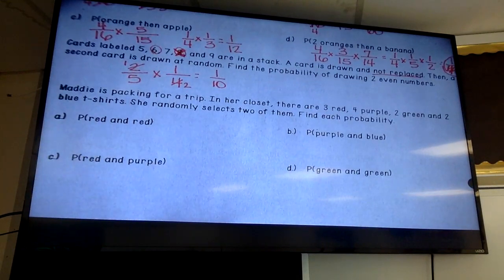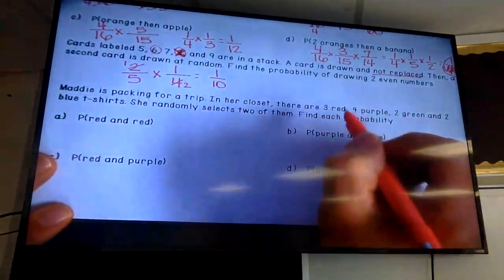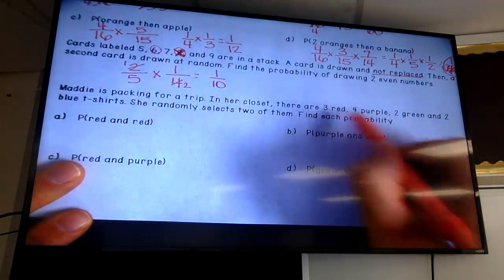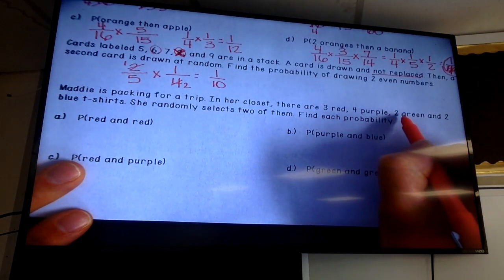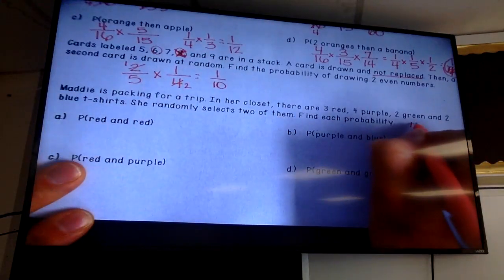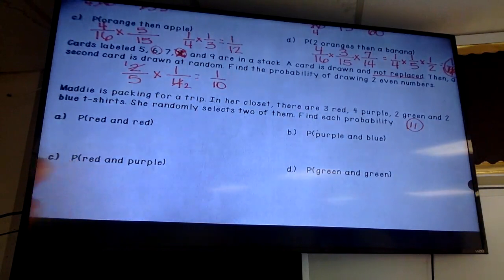One more thing. Maddie is packing for a trip. In her closet, there are 3 red, 4 purple, 2 green, and 2 blue shirts. She randomly selects 2 of them. Find each probability. Okay, so Maddie's packing her bag for a trip. She's got all of these shirts. Let's see how many she has. So 3 plus 4 is 7, plus 2 is 9, plus 2 is 11. So she has 11 shirts in her closet to pick from, and she's just randomly going to pick 2 of them out, or 2 of them in her drawer, however you want to think of it.